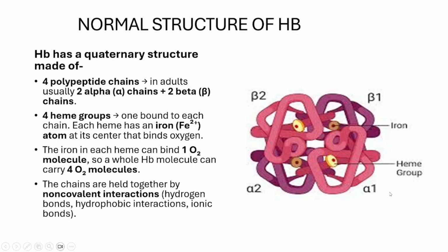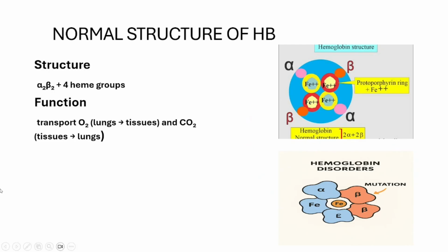See, there are 4 polypeptide chains, 2 alpha and 2 beta. Also, there are 4 heme groups. The iron in each heme can bind one oxygen molecule. So, the whole Hb molecule can carry how many molecules of oxygen? 4 molecules of oxygen. The chains are held together by hydrogen bonds, hydrophobic interactions and ionic bonds. It's very interesting, no? So, the hemoglobin molecule is made of alpha 2, beta 2 and 4 heme groups.